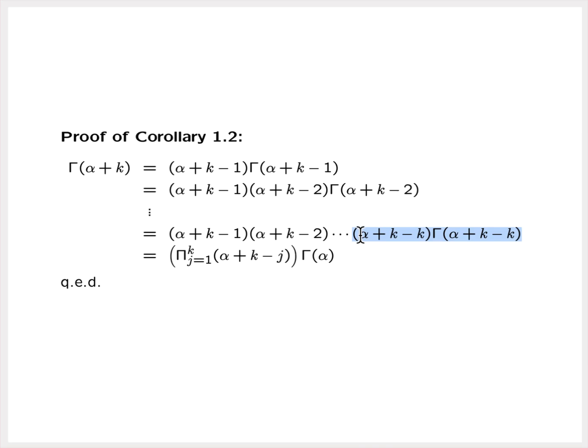Now, obviously, alpha plus k minus k will be alpha, and so when we collect all these terms together, we're multiplying those terms, and we can write that more succinctly using our product notation as the product j going from 1 to k of alpha plus k minus j. And so that proves corollary 1.2.